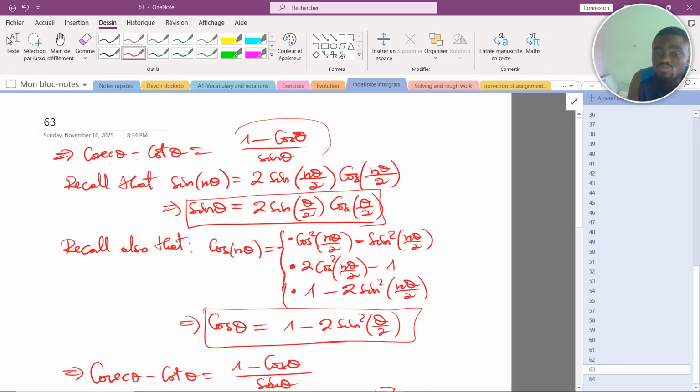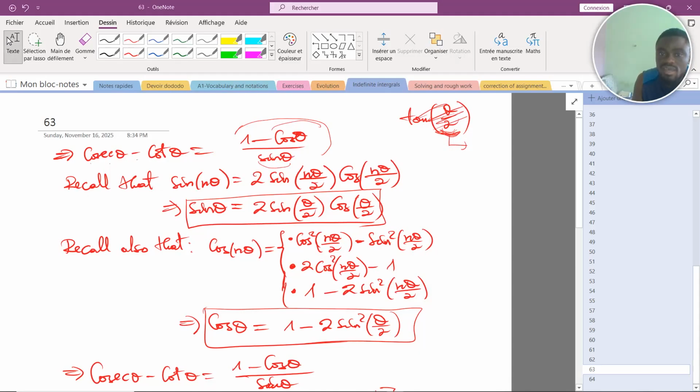For you to reach that level where you have tan theta on 2, this theta on 2 is already guiding you. It is telling you to try everything possible to bring out half angles. Is that okay? So from here, what I will do is find an expression for sine theta in terms of half angles and an expression for cos theta in terms of half angles. Recall that sine 2 theta is equal to what?